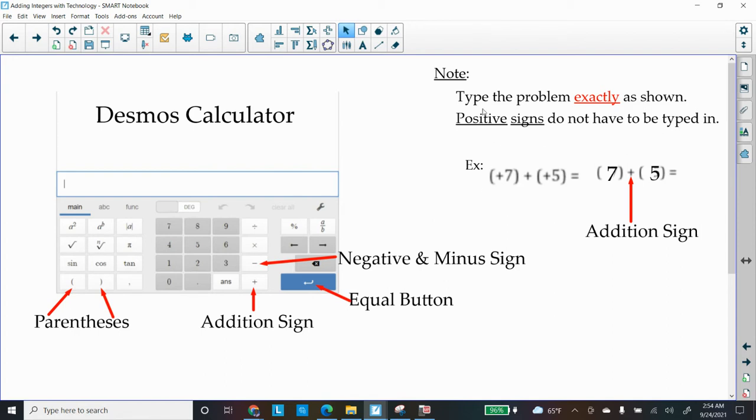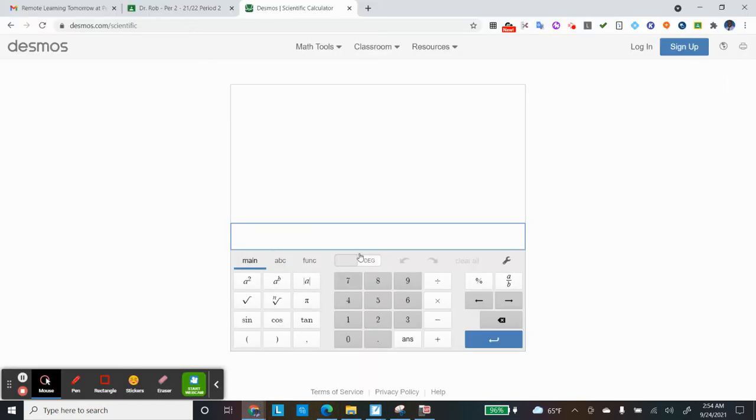So again, the same thing here. Type the problem exactly as shown. Positive signs do not have to be typed in. All right, so let me get to my Desmos calculator. And there it is. So again, let's make that parenthesis, and I don't have to type the positive sign, but if you want to, go ahead and don't say that I didn't tell you so.